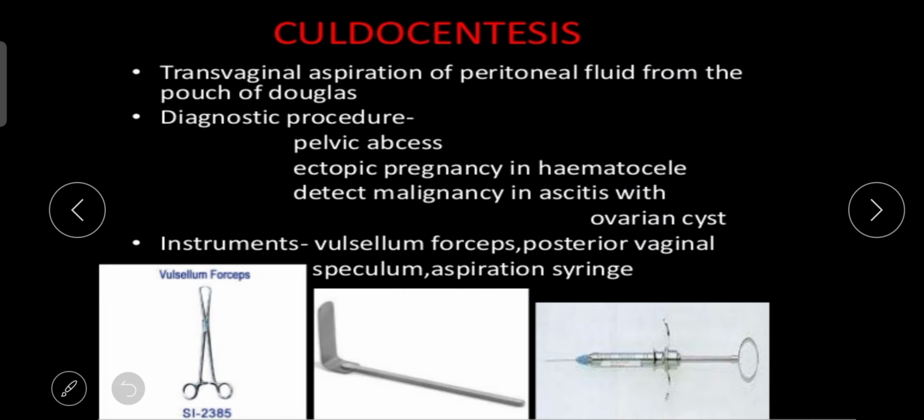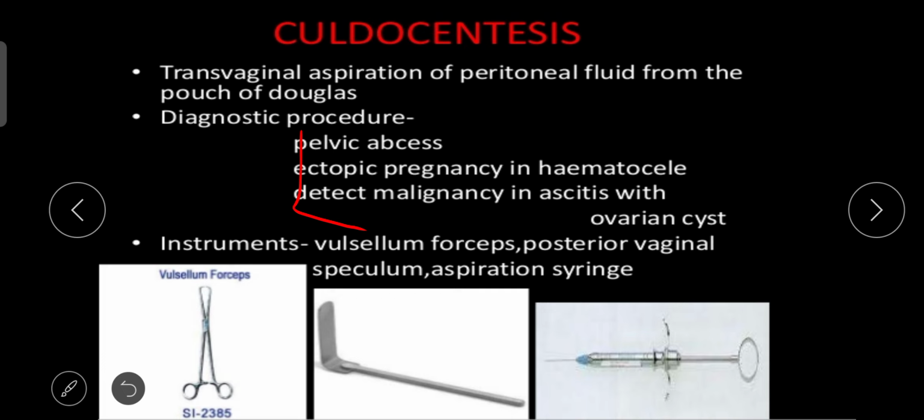Next one is culdocentesis, the transvaginal aspiration of the peritoneal fluid from the pouch of Douglas. It is a diagnostic procedure for conditions like pelvic abscess, ectopic pregnancy, and to detect malignancy and ovarian cyst. To find out or confirm these diseases, they will advise culdocentesis.